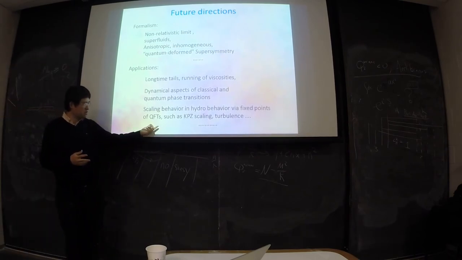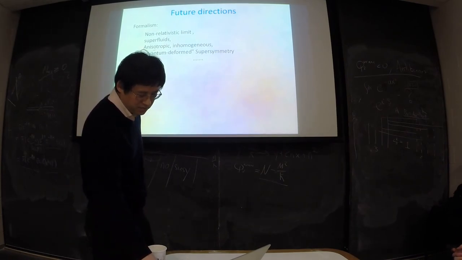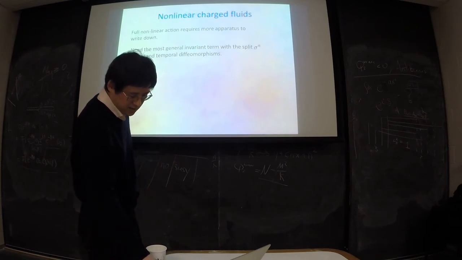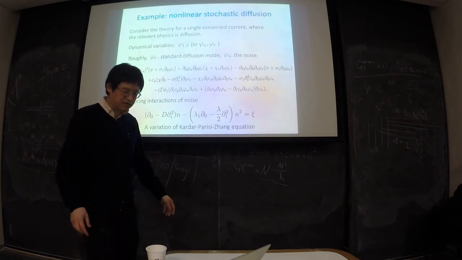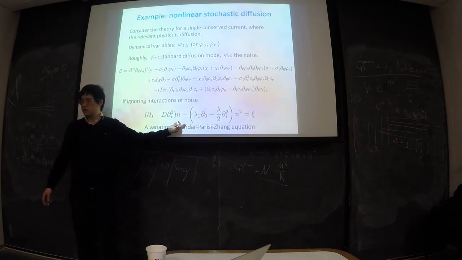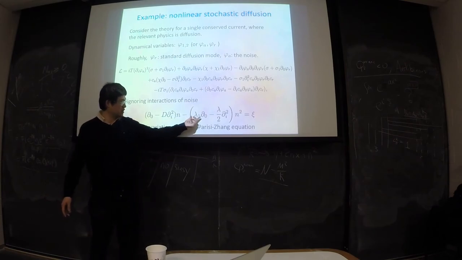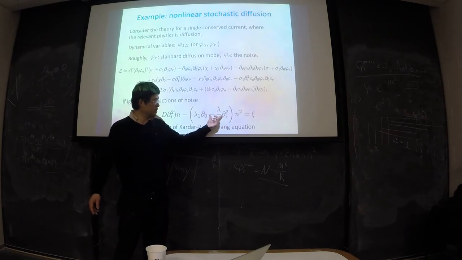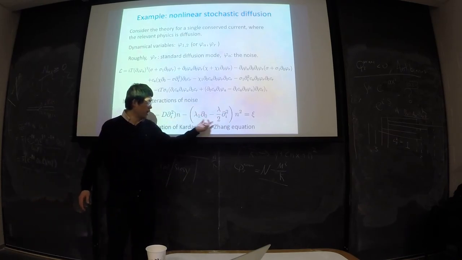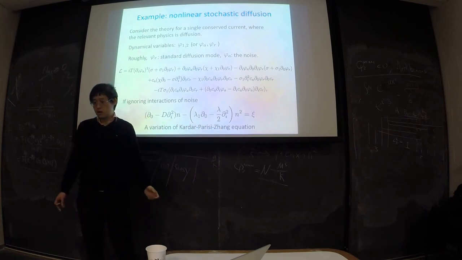For example, this KPZ equation is quite a big deal, which has been cited maybe 4,000, 5,000 times since it was written down in the 80s. The original KPZ equation is a little bit different, because they don't consider the conserved quantity. Anyway, it's just a differential equation like this, a stochastic equation like this.